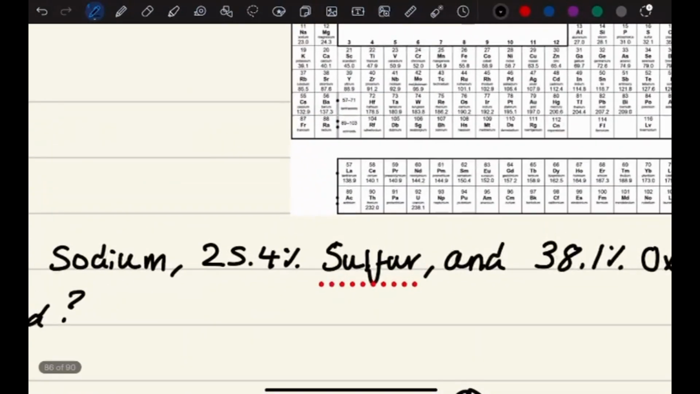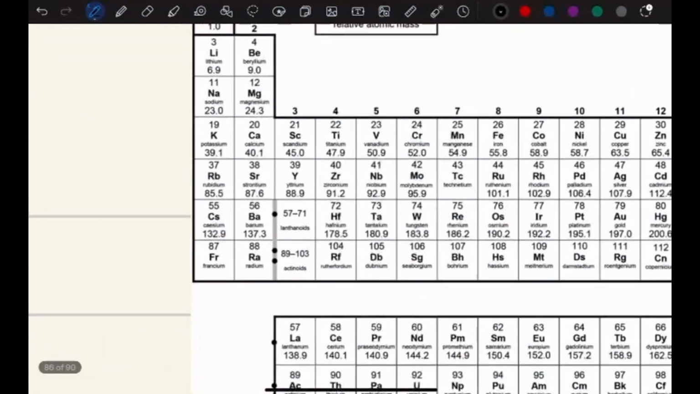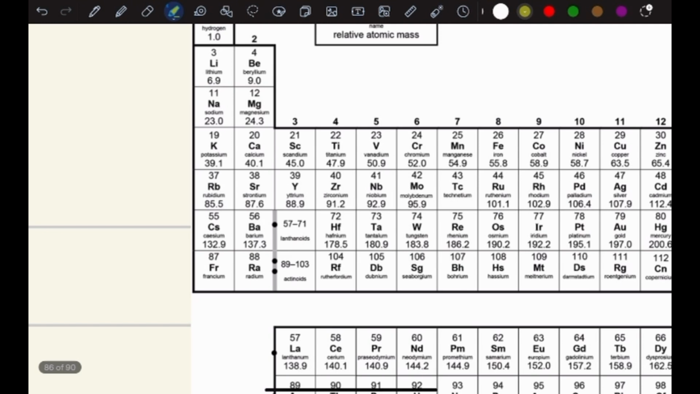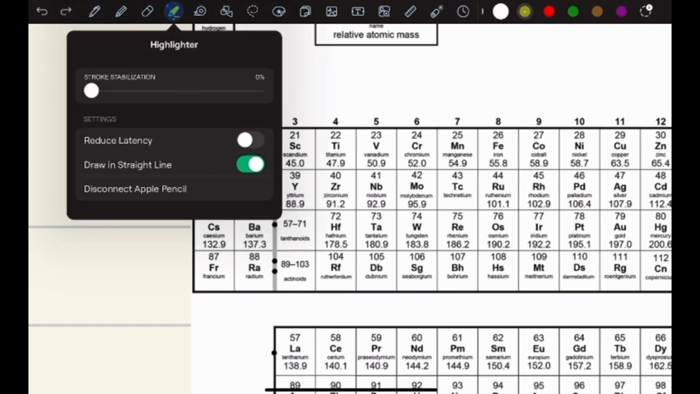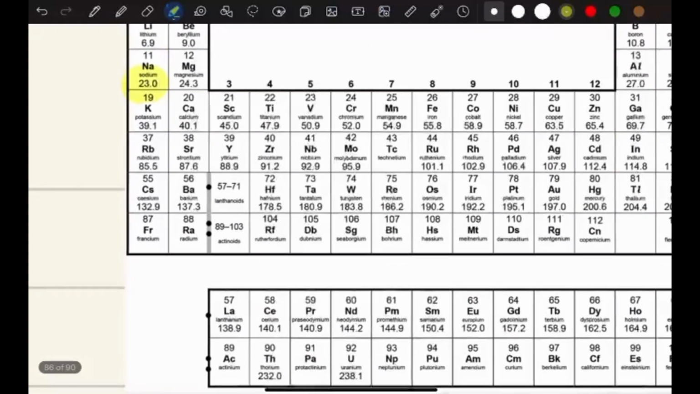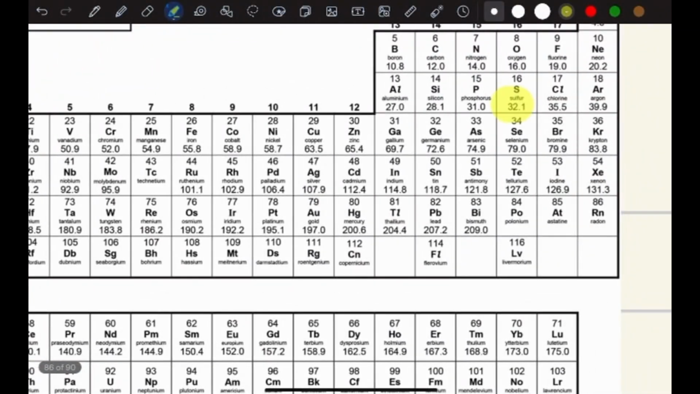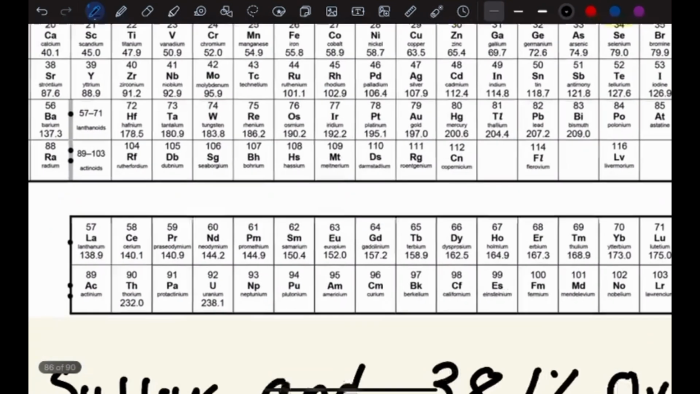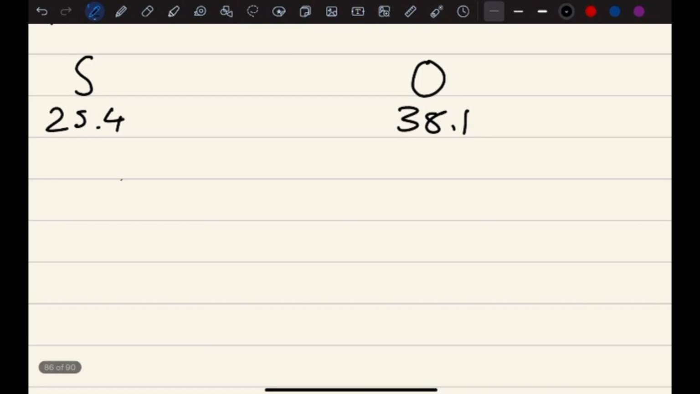And now we're going to look at the periodic table so we can find our mass numbers. Let's have a look here. Sodium, 23.0. Don't worry about that. We're also looking for sulfur. Found sulfur here, 32.1. And we're also looking for oxygen, which is 16. So we found all of the elements on a periodic table so that we can continue this question.